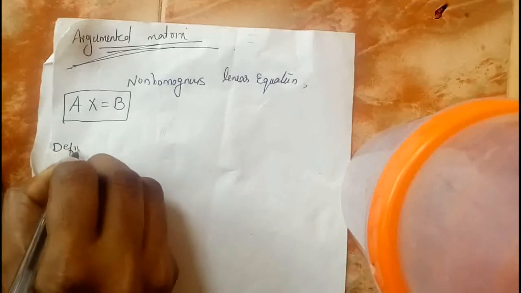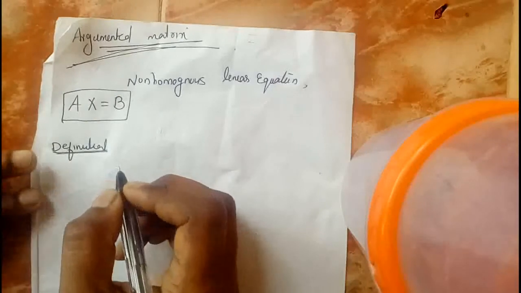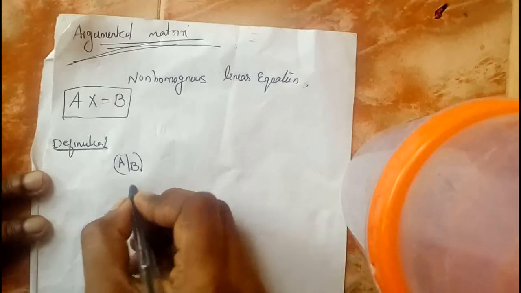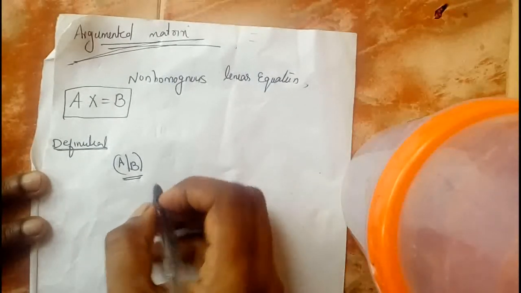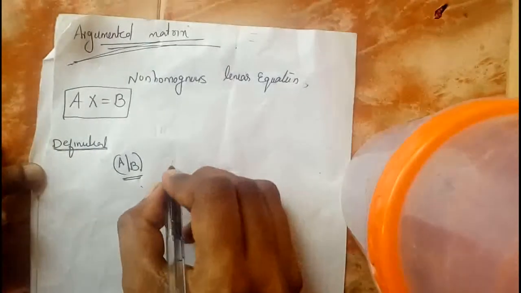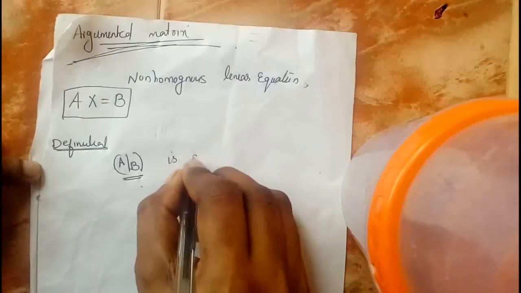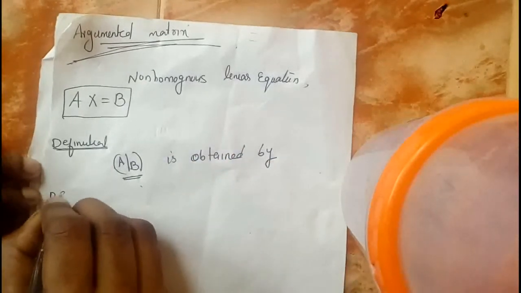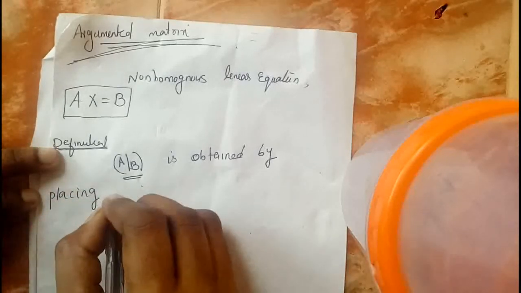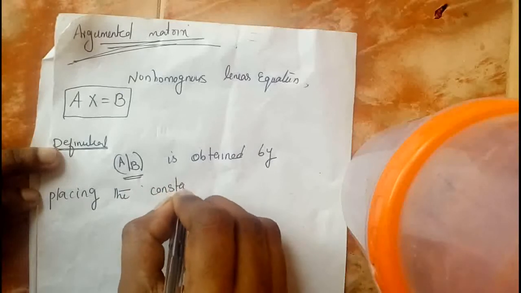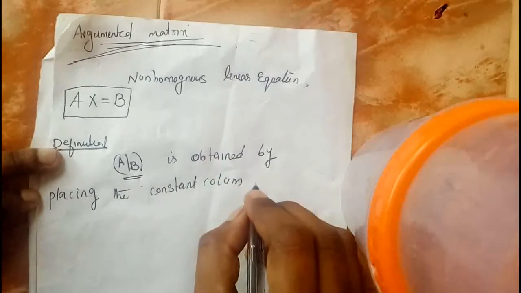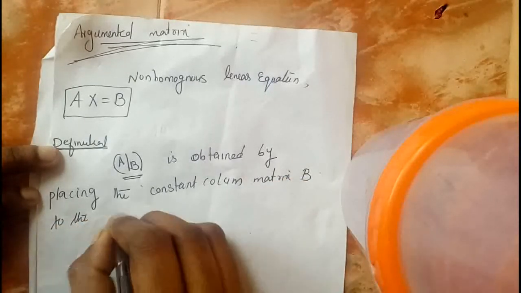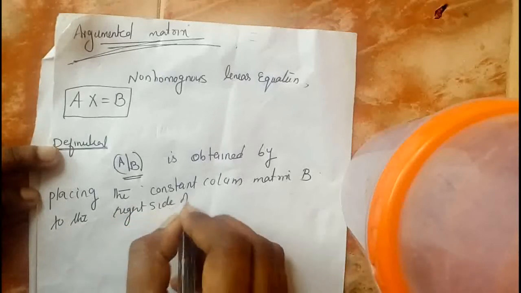So, I will state the actual definition of the augmented matrix. The augmented matrix, denoted by A|B, is obtained by placing the constant column matrix B to the right side of A.